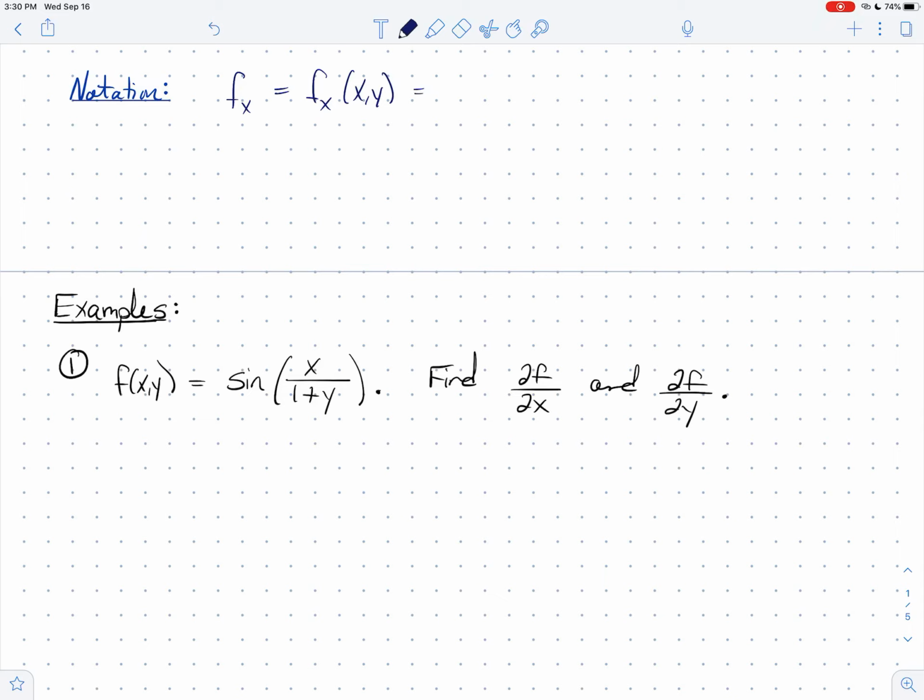You'll see this is a new symbol probably. This is the nabla symbol, so partial f, or just the partial symbol, partial f, partial x. And of course I could say partial x of f of x, y.